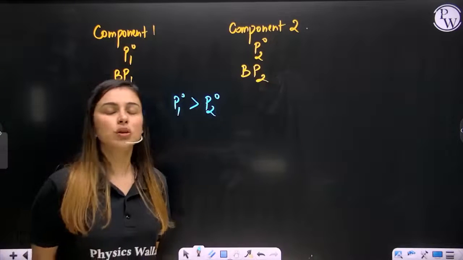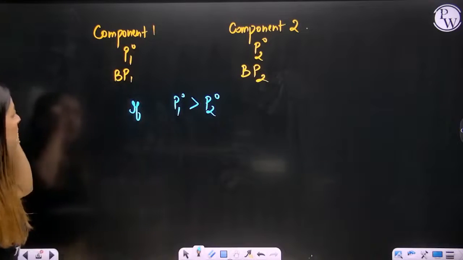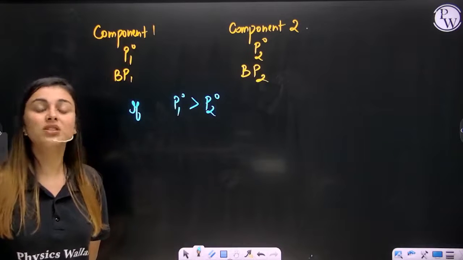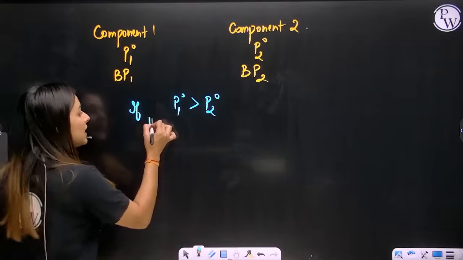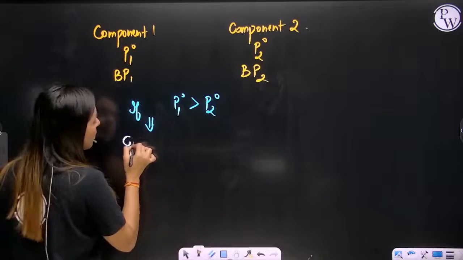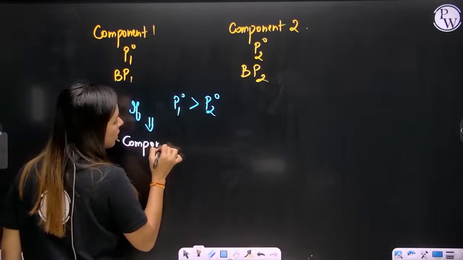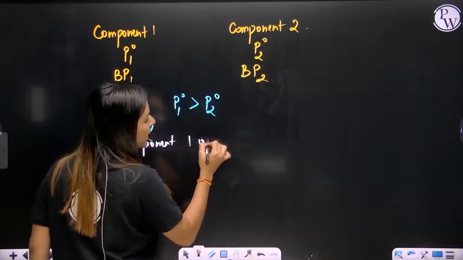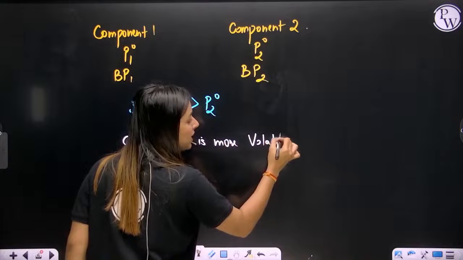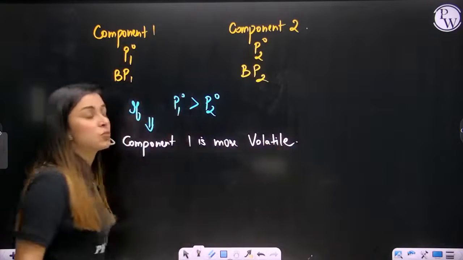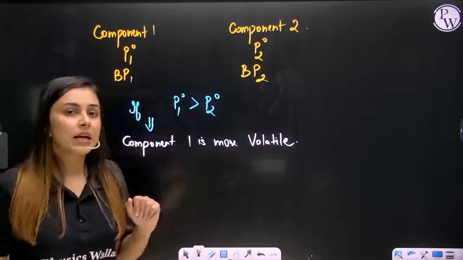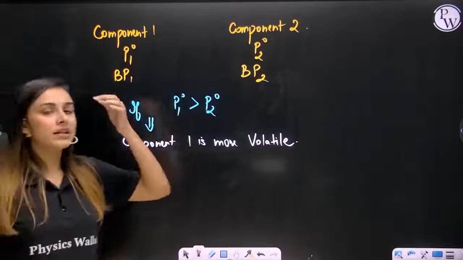So now let's understand this. If I know that component 1 vapor pressure is more than component 2's vapor pressure, what can I say? I can say that component 1 is more volatile because at the same temperature it has more vapor pressure, which means that it has formed more vapors, right? So component 1 is more volatile.